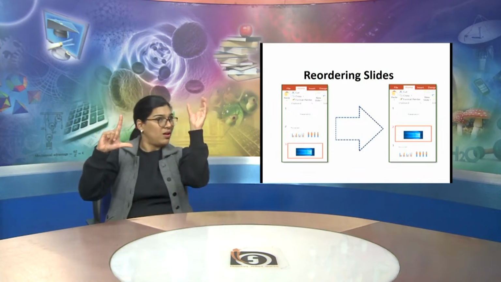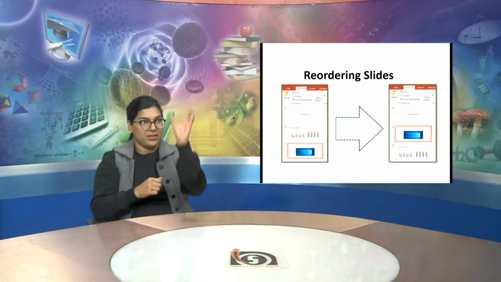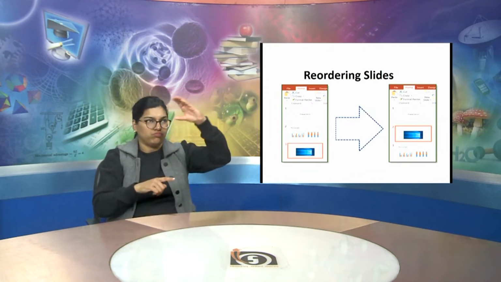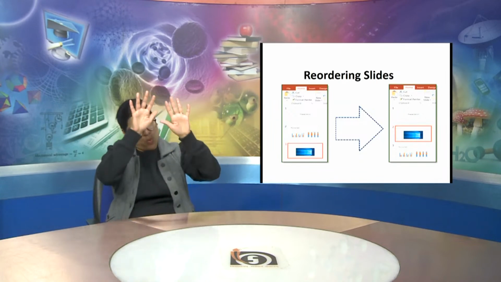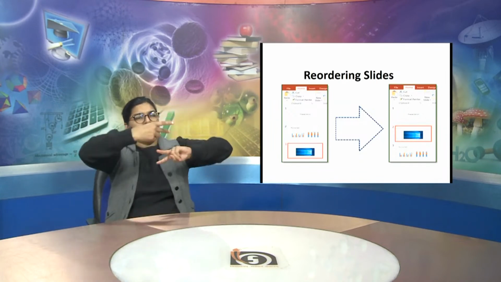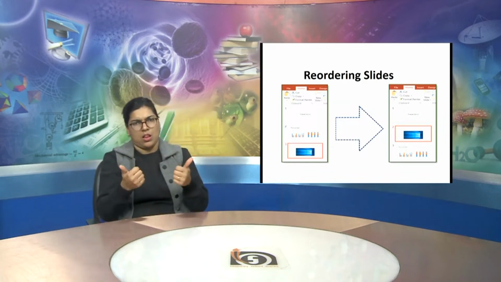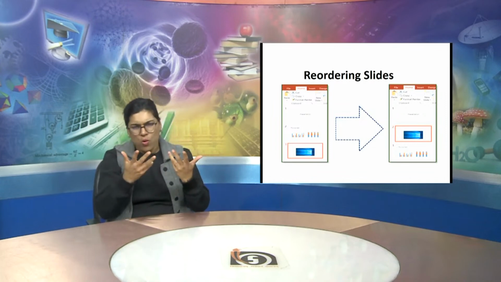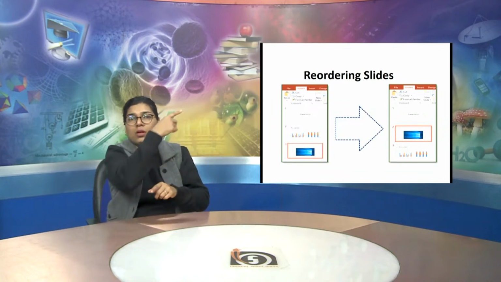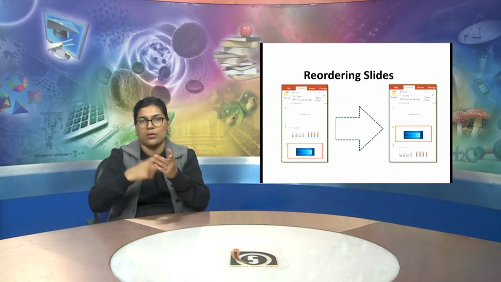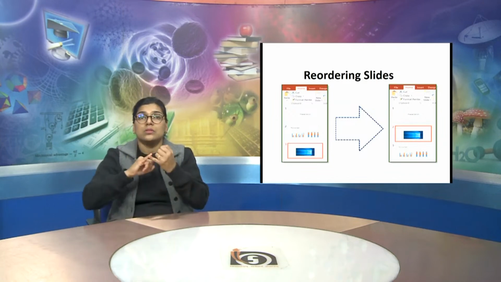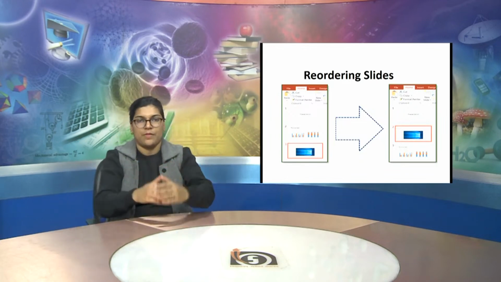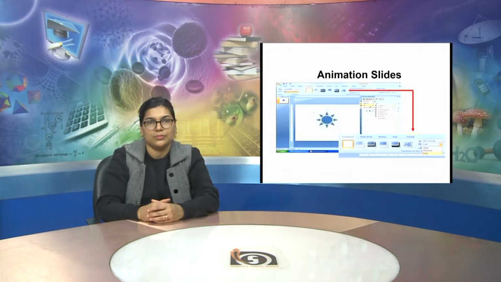Let me explain again. Here we are learning reordering slides. For example, if we have some slides ready and we want to interchange some slides, that interchange of slides is also possible with the help of the mouse. That is called reordering of slides. So all the slides on the screen can be shifted from one place to another easily.